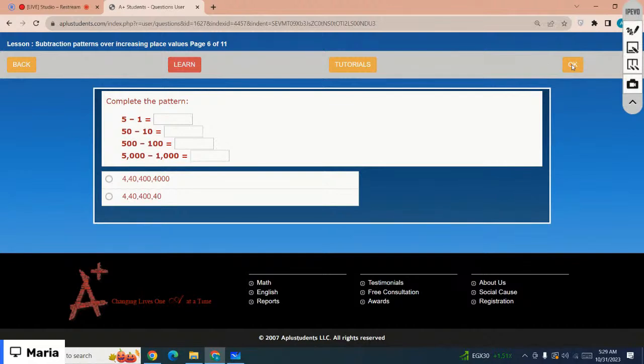The correct option is option 1. Very good. 440, 400 and 4000.